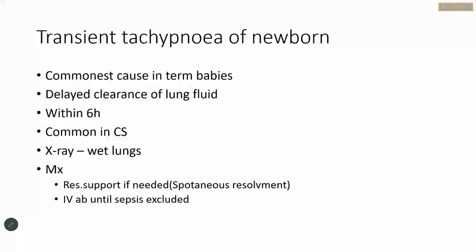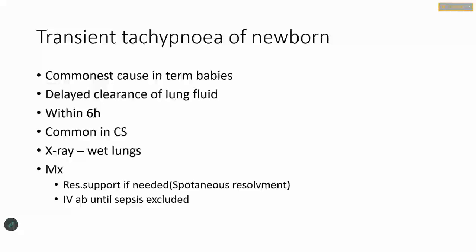In a small child just delivered, we cannot differentiate. So until we exclude sepsis or pneumonia, we are giving the antibiotics. Once we are sure that this condition is transient tachypnea, we can stop the IV antibiotics. So that's what you have to know properly. Don't get confused on that. That's what I have mentioned, IV antibiotics until the sepsis is excluded. Sepsis means it can be congenital pneumonia or any other kind of condition.